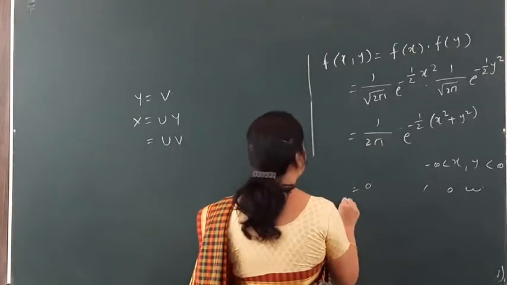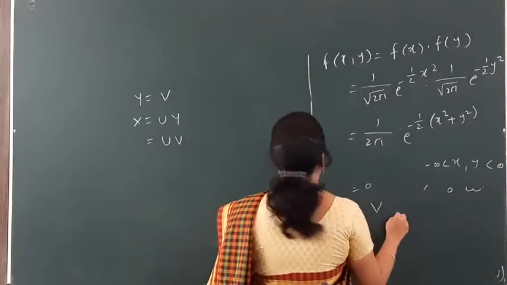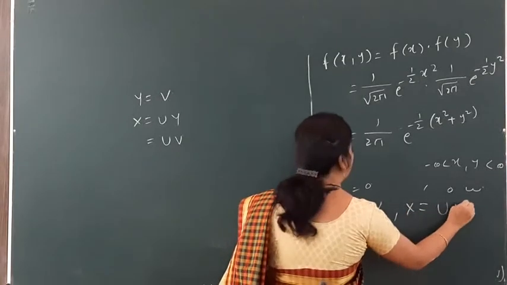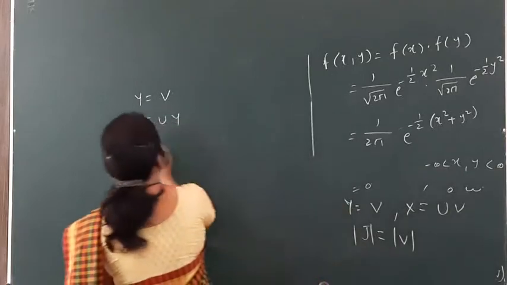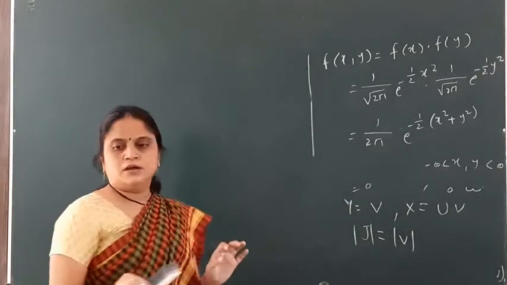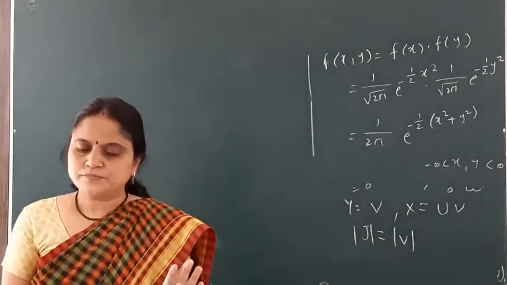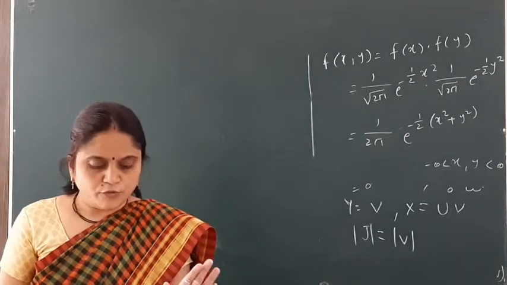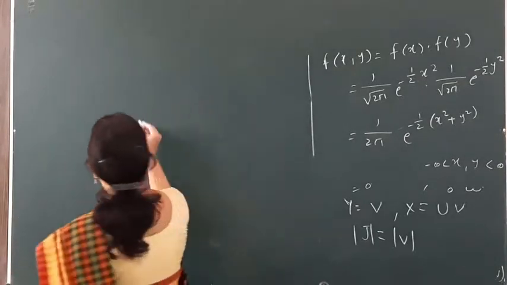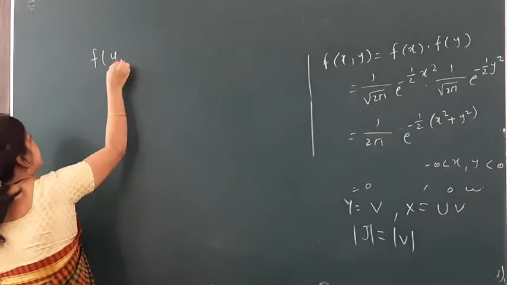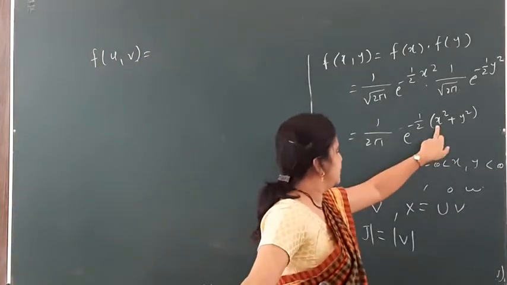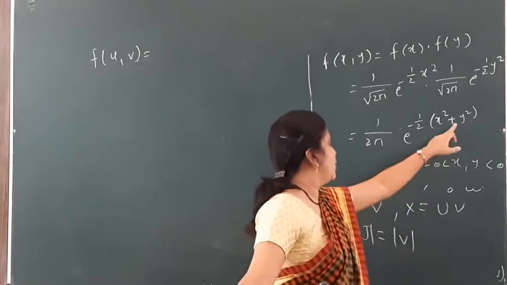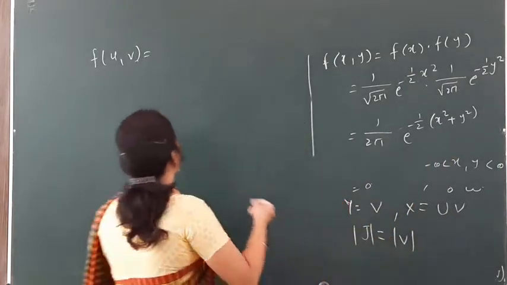See, I require this value, that is y is equal to v, then x is equal to uv, then the Jacobian J is modulus of v. Okay, I need this value to find the distribution. Then what is f of u comma v now? F of u comma v is equal to, I need to replace x as uv and y as again v. So I replace the values.